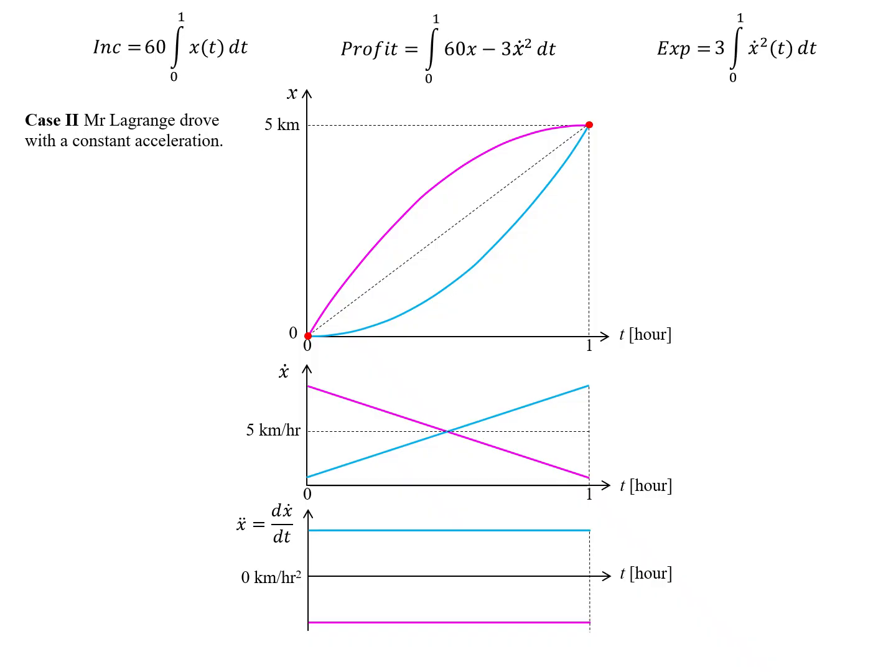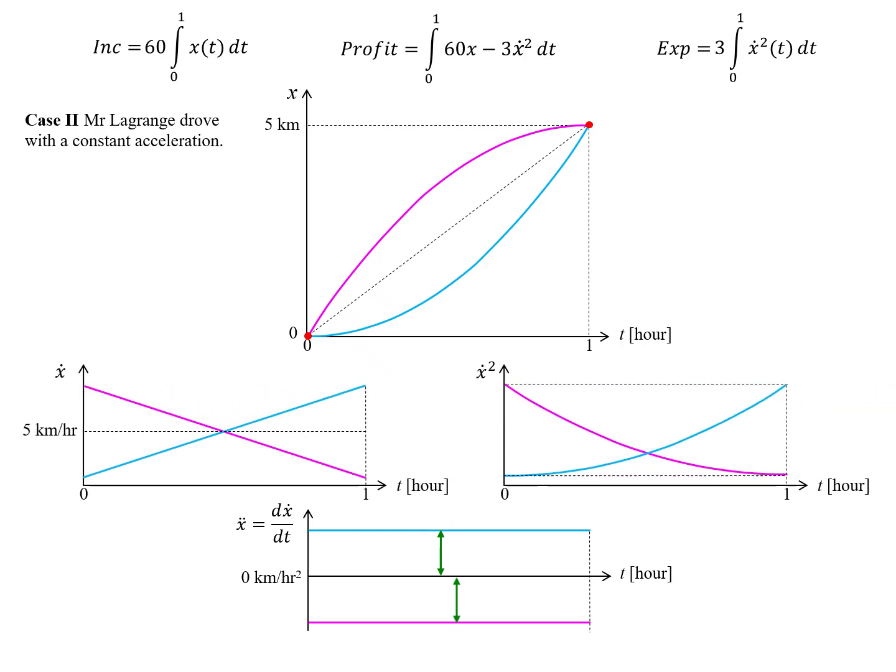Again, let's compare the profit from the blue and the pink options. The top, middle, and bottom graphs show the position, velocity, and acceleration functions respectively. The acceleration of both options have the same magnitude but opposite sign, the blue with positive acceleration and the pink with negative acceleration. Let's bring in the graph of x dot squared.